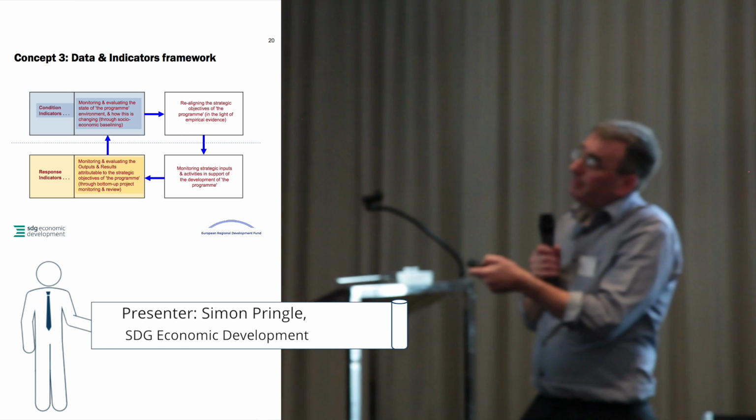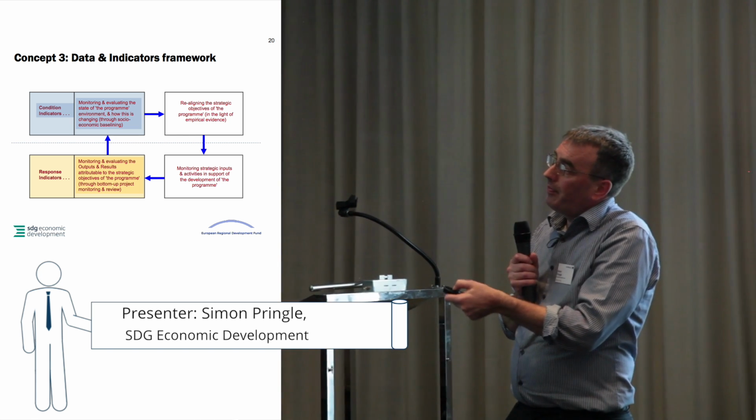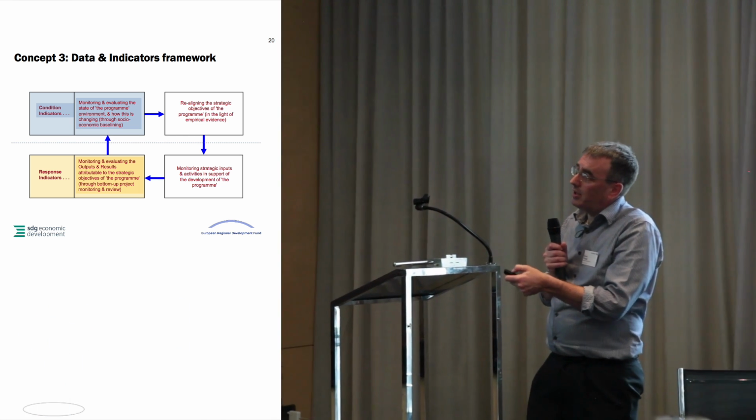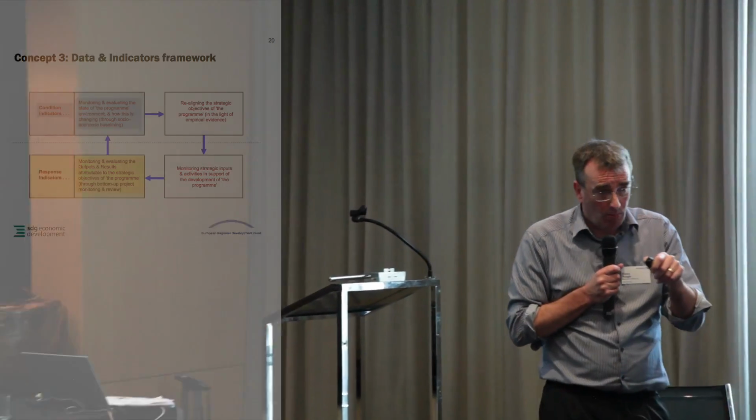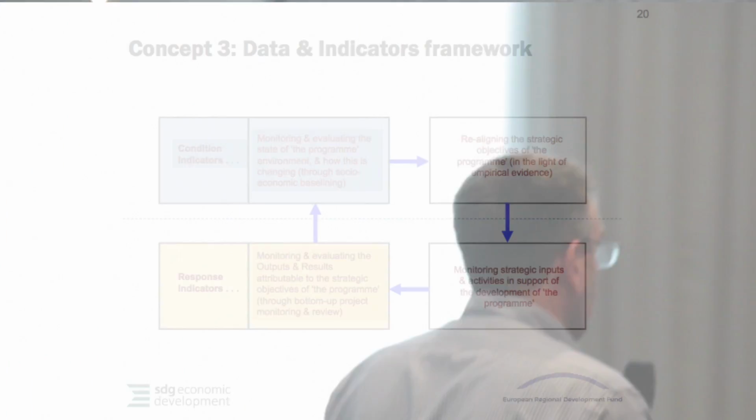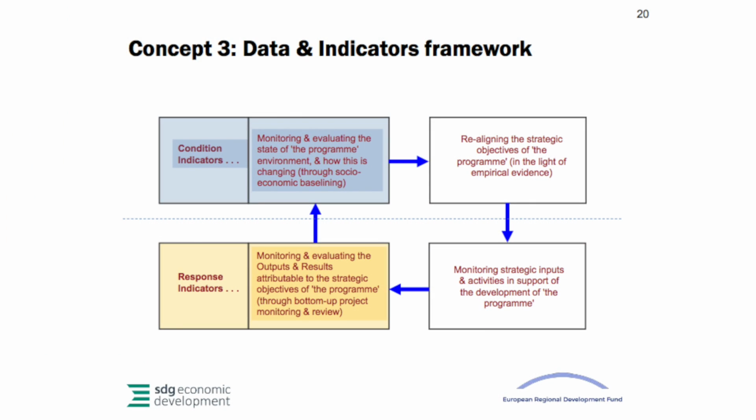And there's a block here, so-called condition indicators. Where are we starting from? What are the conditions in the context we're seeking to respond to? That's telling us where we start from. Condition indicators will be set out in what document? The operational program, and specifically the baseline is setting out very clearly where we are starting from.